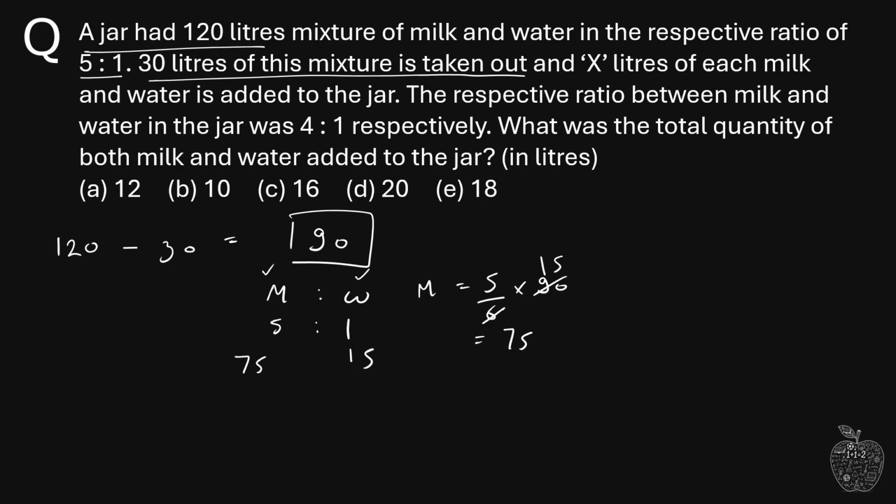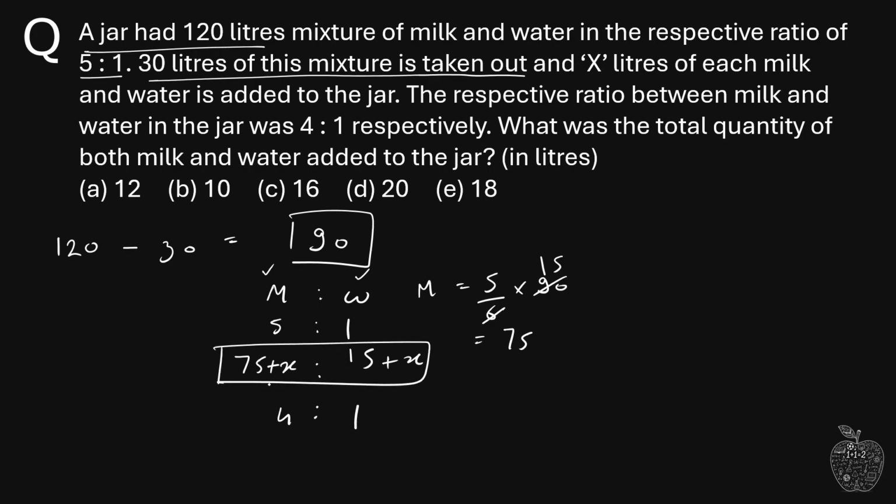Moving forward, x liters of each milk and water is added to the jar. So we are adding x liters of each milk and water into the jar. So now the new ratio of milk and water becomes this: 75 plus x is to 15 plus x. The respective ratio between milk and water in the jar was 4:1. So the ratio becomes 4:1.